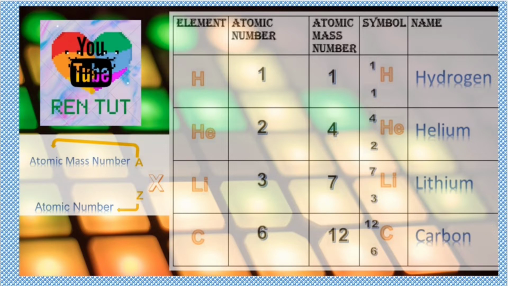X can be any element. It can be hydrogen, so instead of X you can put H over there, or it can be helium, which is represented by He, so He can also come in the place of X, or it can be Li, which is lithium, or it can be carbon, which is C. And there are many more elements. I've taken just four examples for you to understand it better.